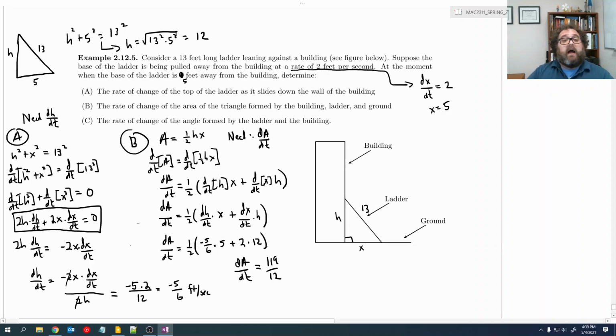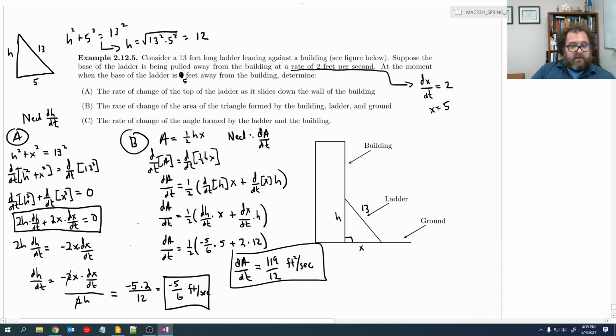Yeah, that's it. Now, what are the units? We're talking about area, feet, and seconds. So it's going to be feet squared per second, because area is always measured in squared units. So here was our first answer, here is our second answer. Sorry, I used a string of equalities here. So there we go. We found the rate of change of the height of the ladder in part A.